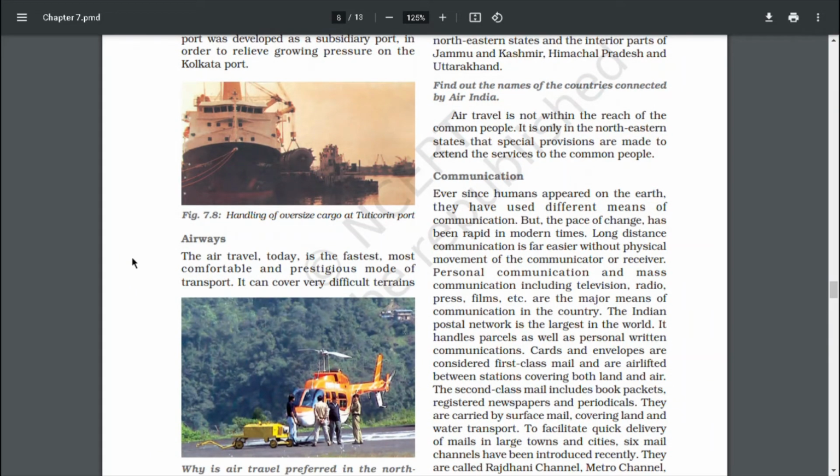Air travel is not within the reach of the common people. It is only in the northeastern states that special provisions are made to extend the services to the common people.